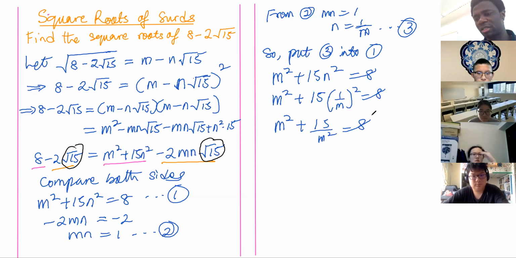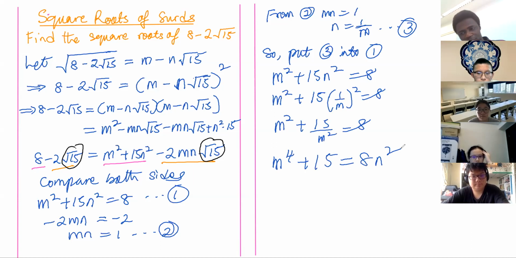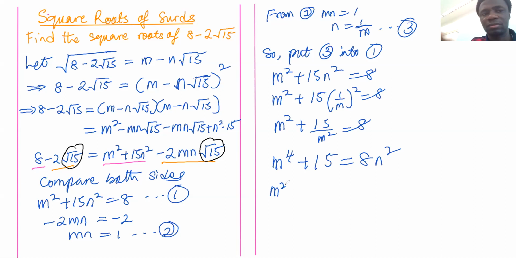Can you see this? Now, I can decide to clear the fraction. I will get m to the power 4 plus 15 equals 8m squared. It doesn't look like a quadratic, but it is actually quadratic in disguise. So one option, of course, if you write m squared, maybe I do this. Mr. Daniel, yes, I think it's 8m squared. Yes, 8m squared, sorry about that.